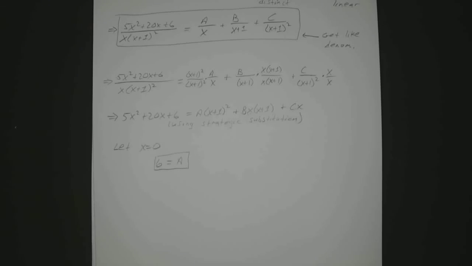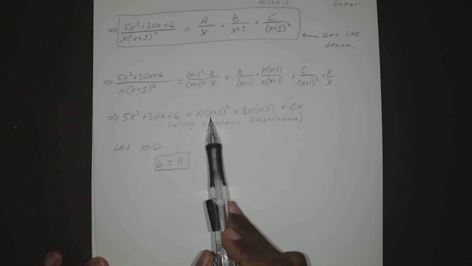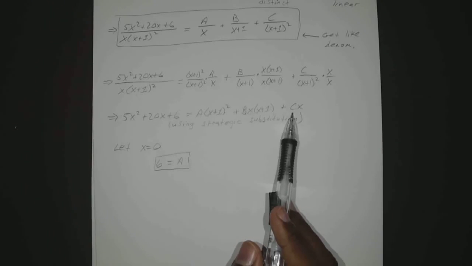Okay. So if we let x equal negative 1, we'll get rid of B and A, and we'll be able to solve for C.